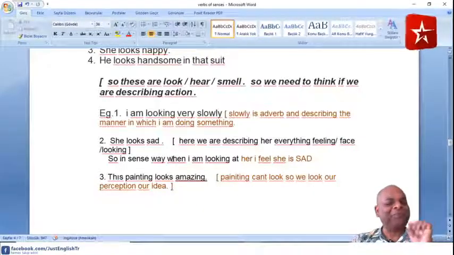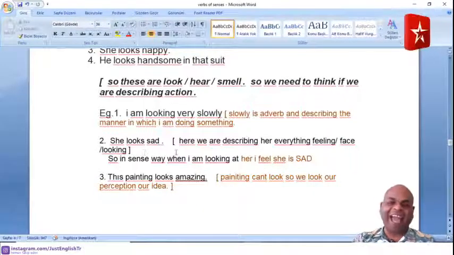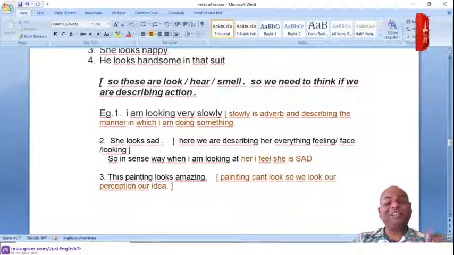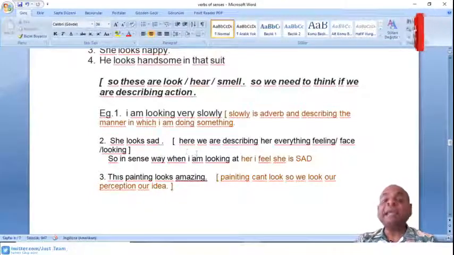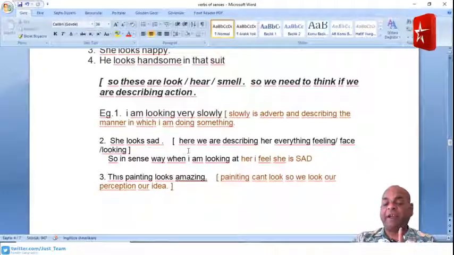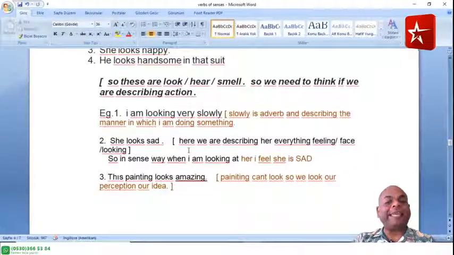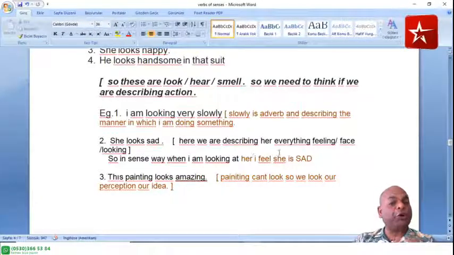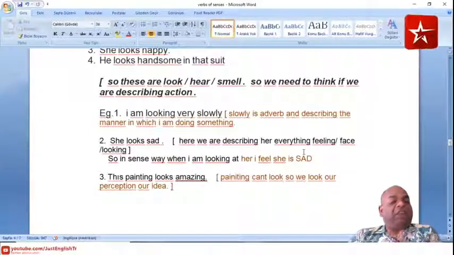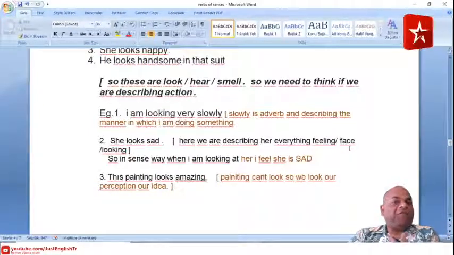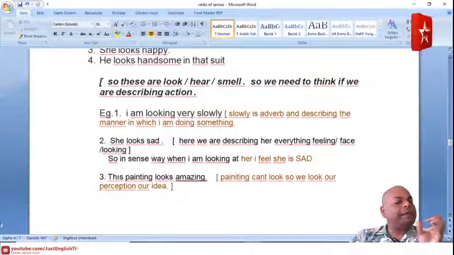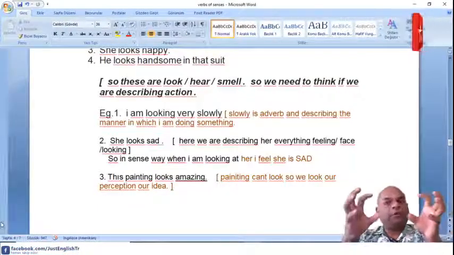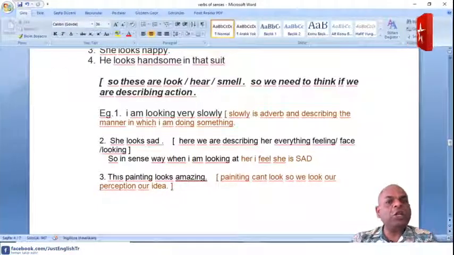There we go. Number 2. She looks sad. Now, number 2 says she looks sad. If you go into the bracket and see the original information, here we are describing her about everything, about her feelings, about face and about looking. We're not actually talking about one part of her. So we say she looks sad.